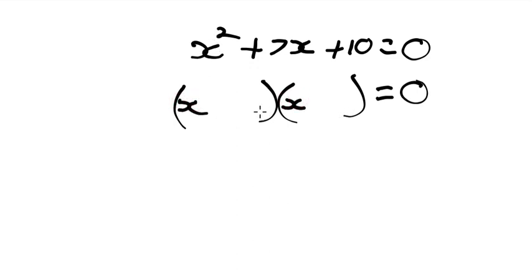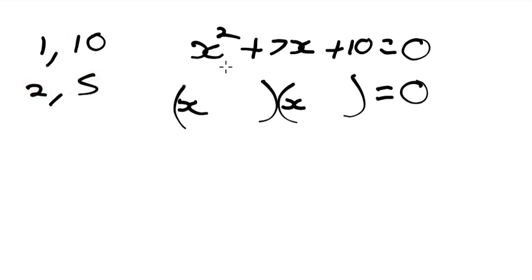Now we need two numbers that will times together to make 10, but they'll also times with the x's and then add together to make 7x. So we need two numbers that times together to make 10, add together to make 7. Easiest way to do this is just write a list of all the numbers that times together to make 10, 1 and 10, and 2 and 5.